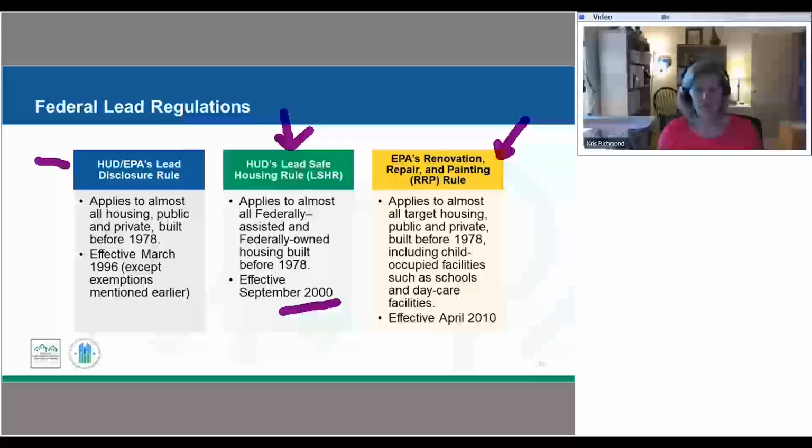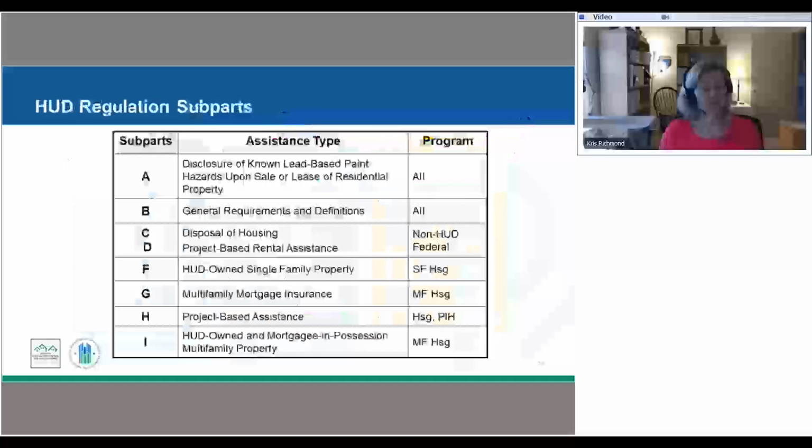And this has been in effect since April of 2010, so it came a little later after the Lead Safe Housing Rule came out, and it's enforced by EPA as well as some states.